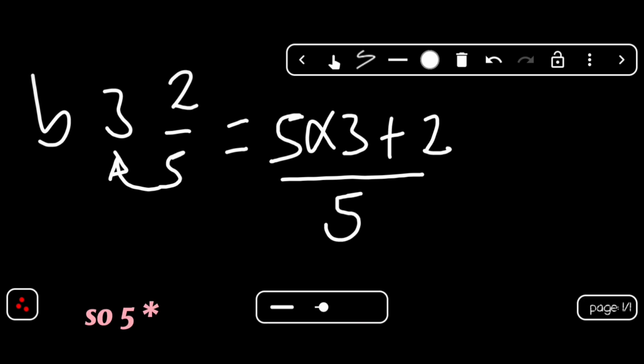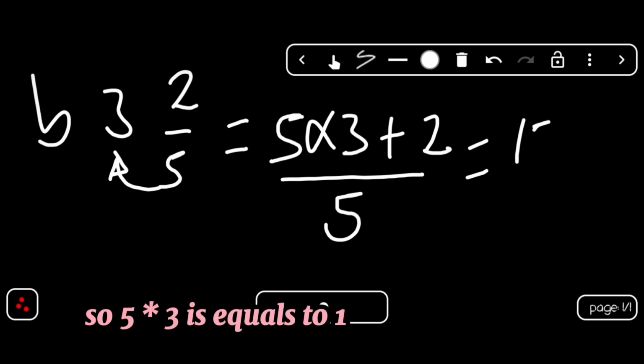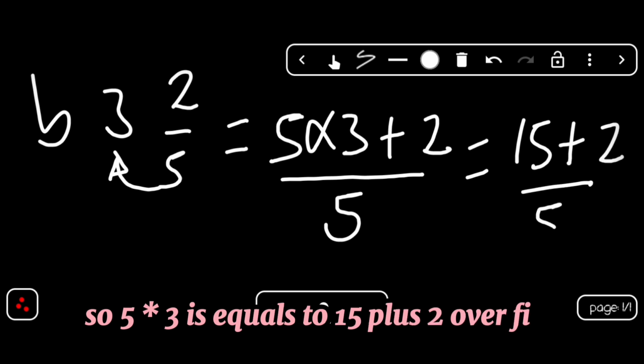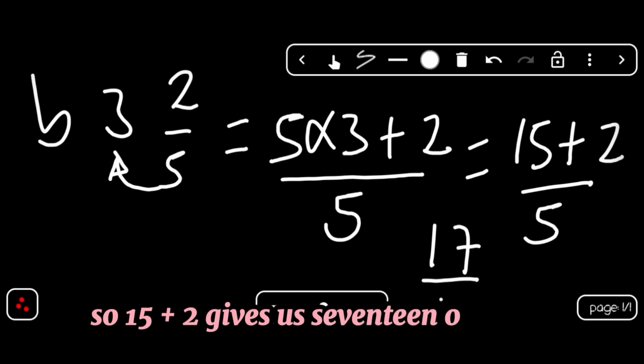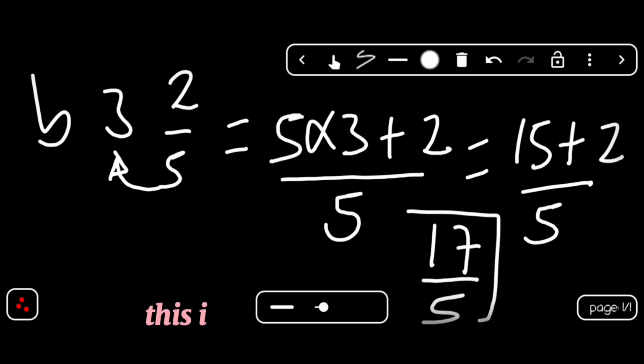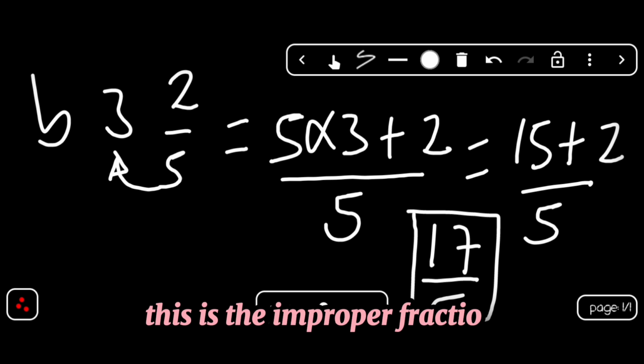So 5 times 3 is equal to 15, plus 2 over 5. So 15 plus 2 gives us 17 over 5. This is the improper fraction.